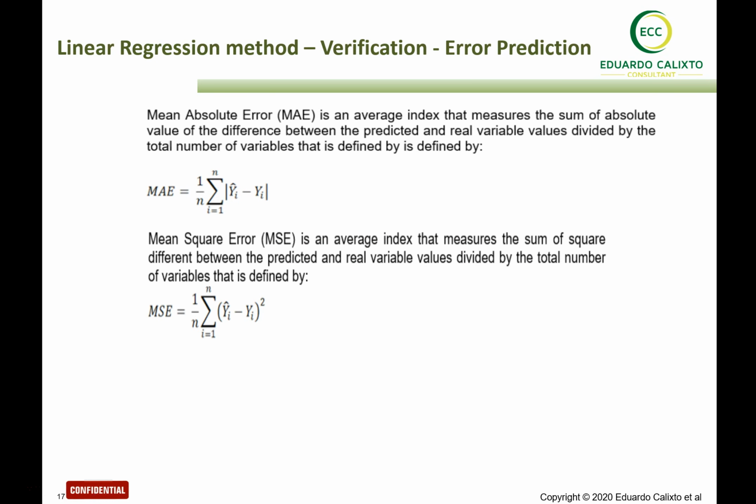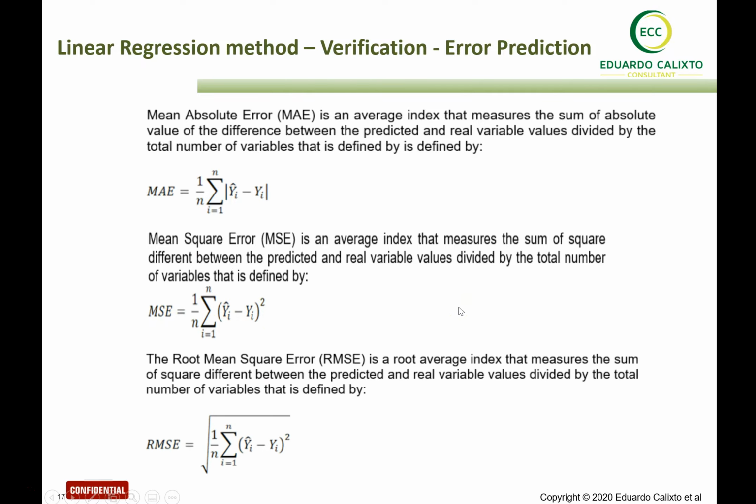We have a mean square error. The mean square error is measured by the square difference between predicted and real values divided by the total number of values, and we have the root mean square error. That's the one that is more used, that we have a root here, and we measure also the error based on this root. So different types of error, and it's very important, this error measurement, to compare different methods.